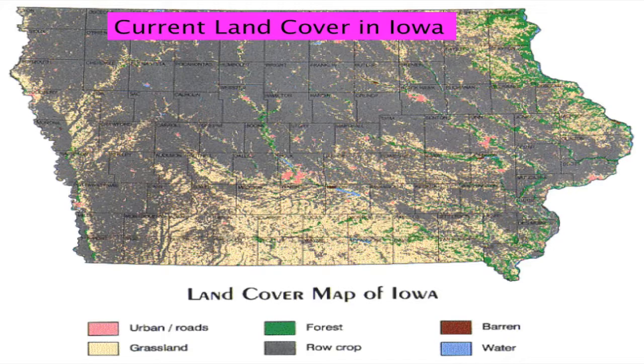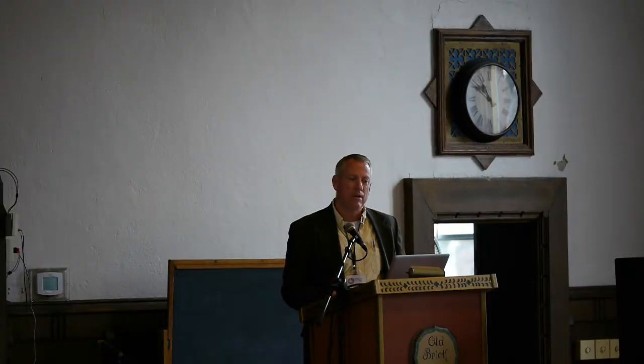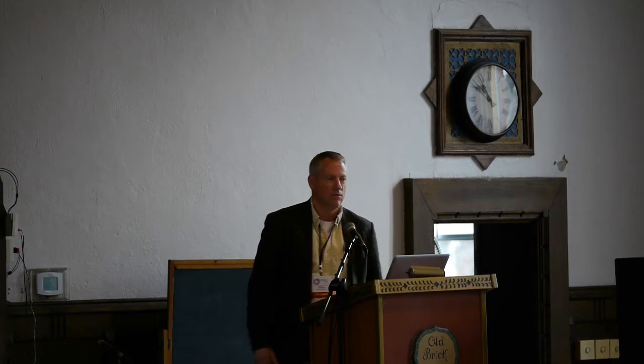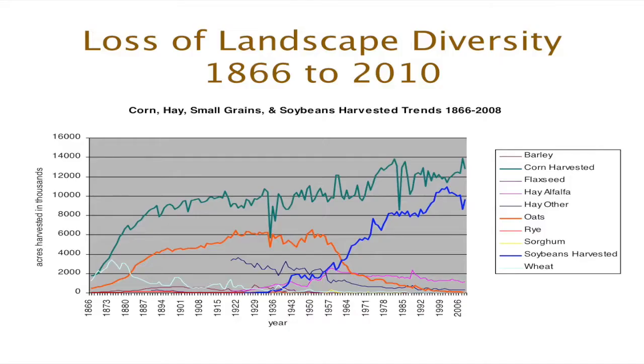Today, as Bill was talking about, we're overwhelmingly agricultural, 60 to 70% row crop of corn and beans. So you think perhaps it was an either-or, that we went from prairie to row crop. We've actually had a change in our landscape over the last 150 years. If you look at the diversity of landscape over this time period, corn quickly established the dominant agricultural commodity in Iowa. But the orange line there is oats. We used to have a lot of sod-based crops, oats, hay, alfalfa, and things like that. And the blue line is the soybeans.